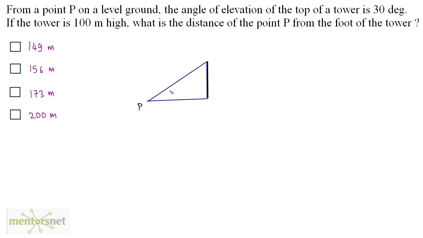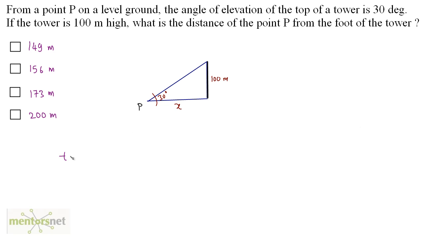Okay, so this is the point P and this black one is the tower. Now we have been given that the angle of elevation of the top of the tower is 30 degrees. So if we look at the top of the tower from point P, the angle of elevation is 30 degrees, right? And we have been given the height of the tower. So this is 100 meters. Okay, and we have been asked what is the distance between the point P and the foot of the tower, and let that distance be x.